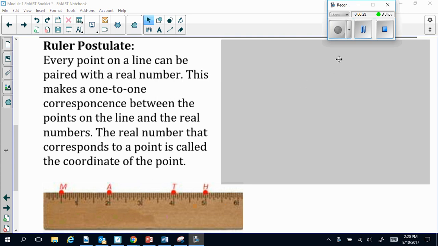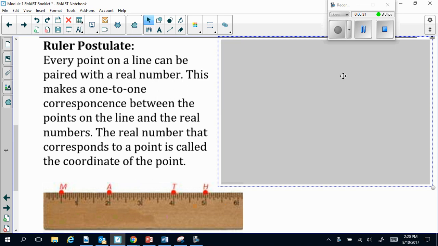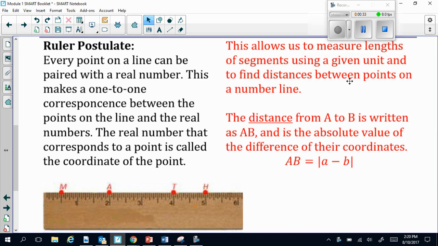So that sounds nice and fancy, but really it's pretty simple. I do want you to write all this down, so I'll give you some time to do so. What this allows us to do is to measure the lengths of segments using a given unit, in this case, if you look at our ruler, inches, and to find distances between points on a number line. So you have to know your unit, and then you can find your distance.